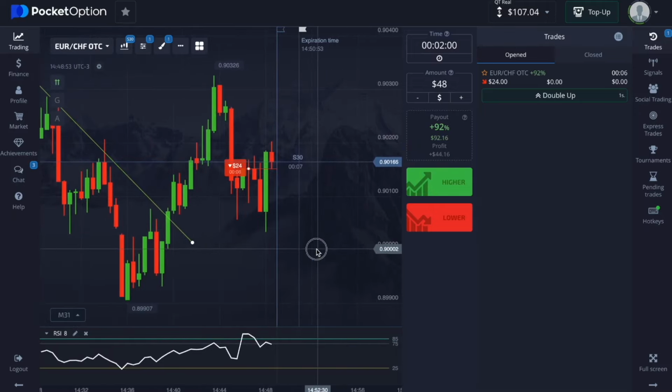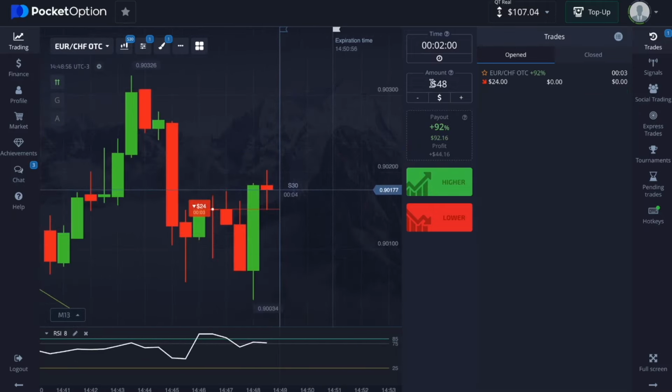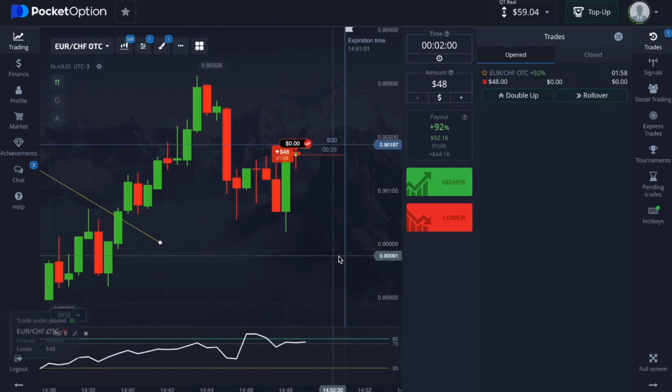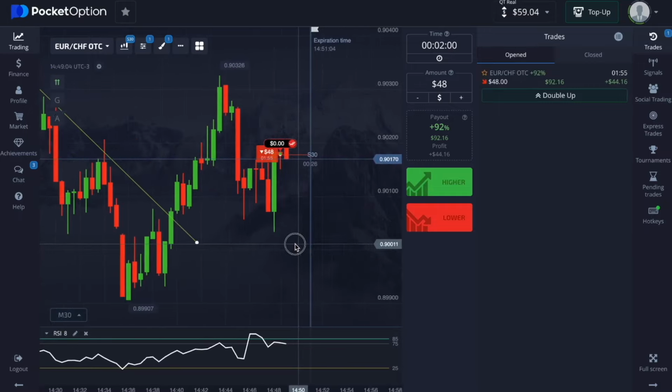If I win, I'll compensate for the previous loss and make a bit of profit. With the new candle, I open another 2-minute downtrend trade with a doubled amount. Let's see what happens next.